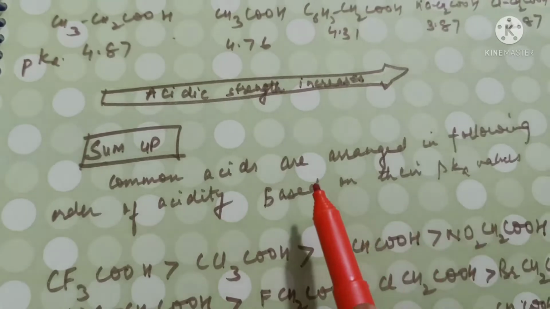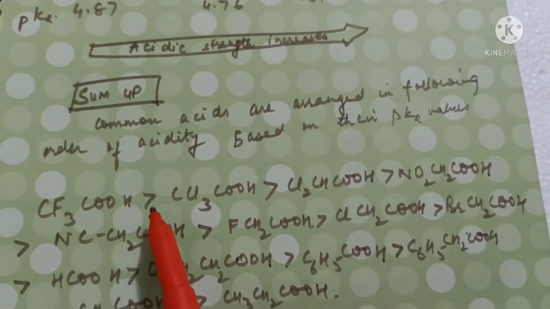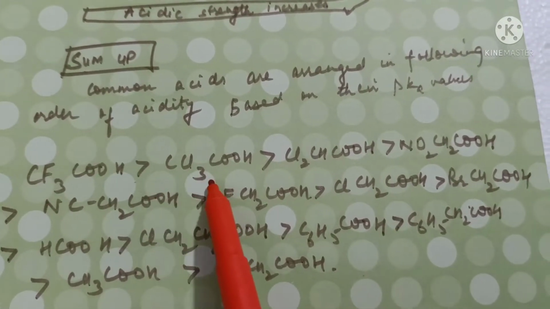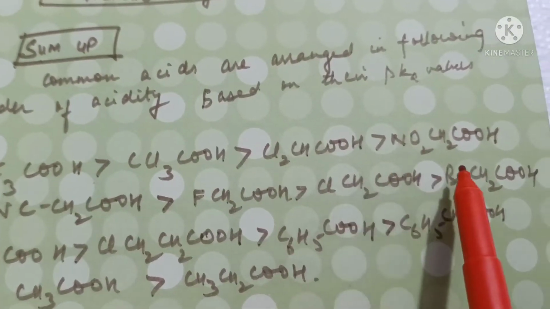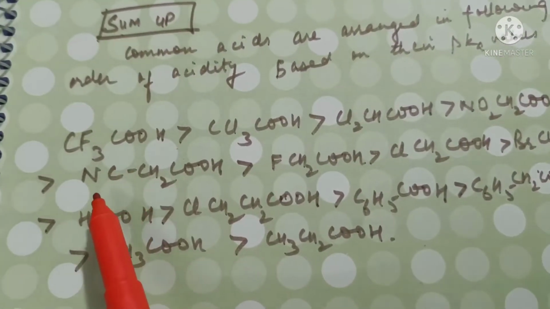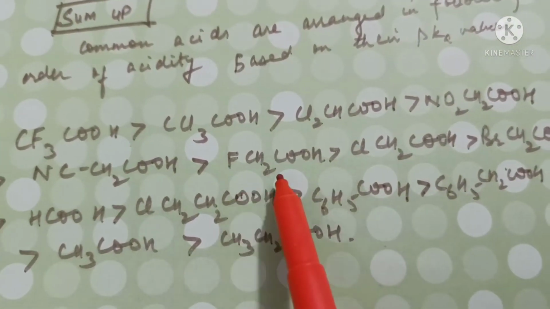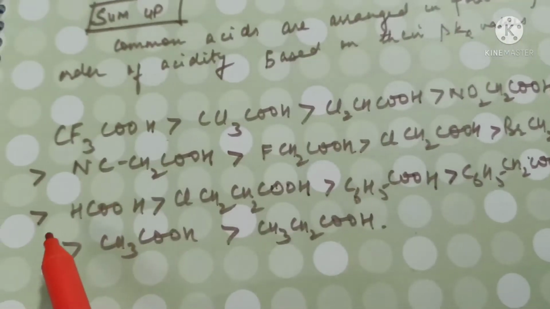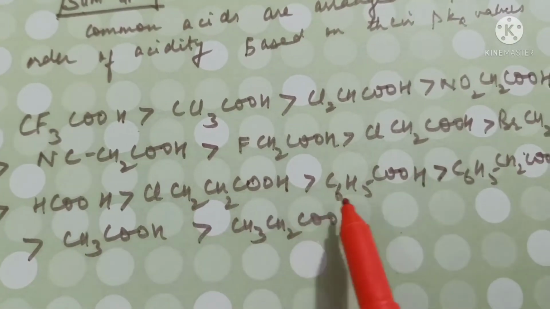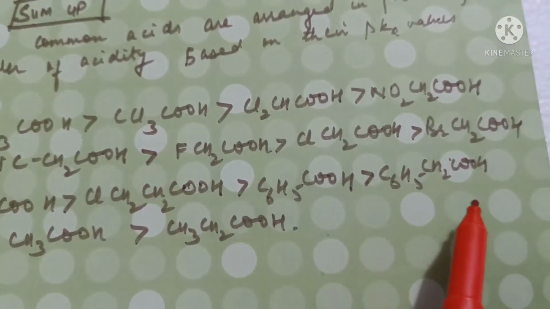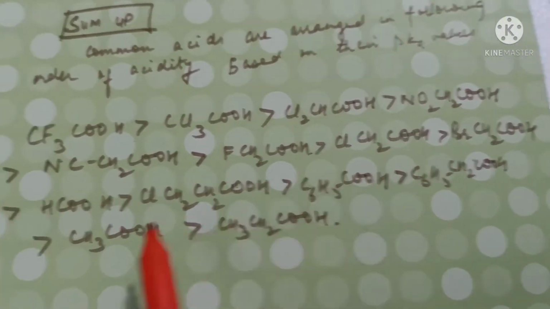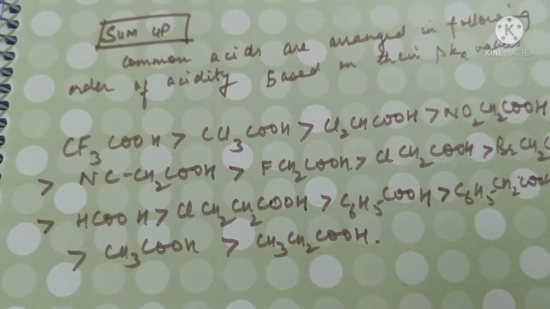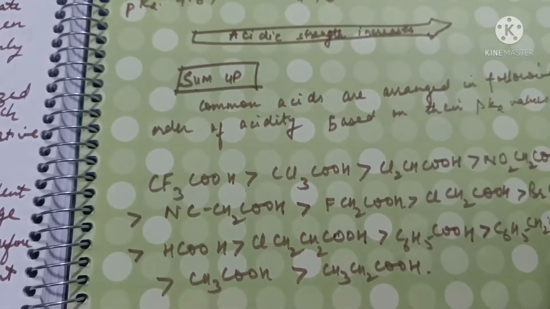To sum up, common acids are arranged in the following order of acidity. Trifluoroacetic acid is the strongest acid, then trichloroacetic acid, then dichloroacetic acid, then nitroacetic acid, then cyanoacetic acid, then monofluoroacetic acid, then chloroacetic acid, then bromoacetic acid, then formic acid, then chloropropanoic acid, then benzoic acid, then phenylacetic acid, then acetic acid, and then propanoic acid. So propanoic acid is the weakest acid.